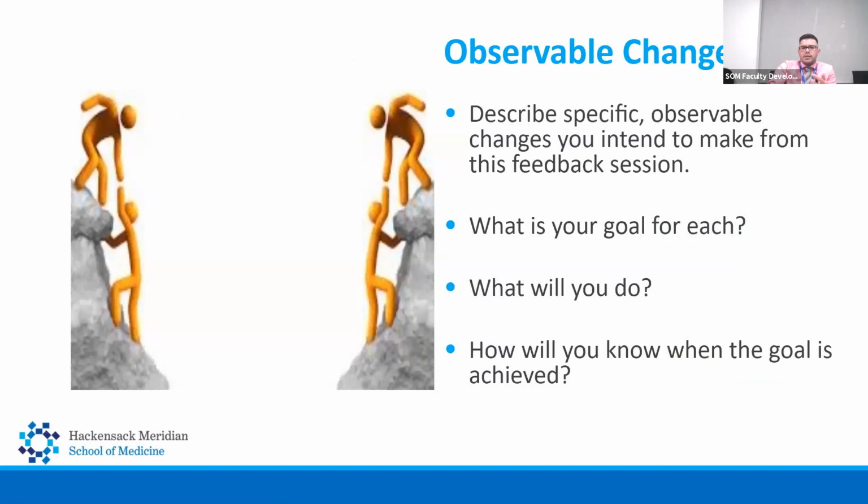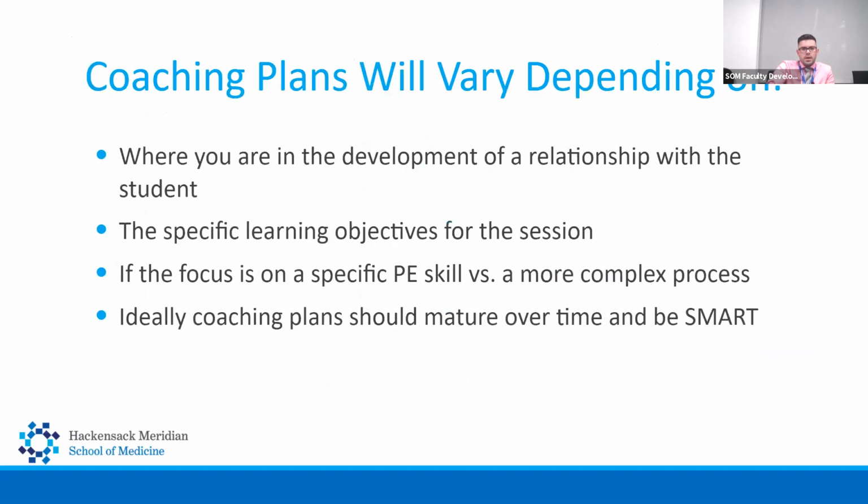Now, again, here are the specific observable changes you tend to make from the feedback session. What's your goal for each? How will you do it? And how do you know when the goal is achieved? We just talked about this.